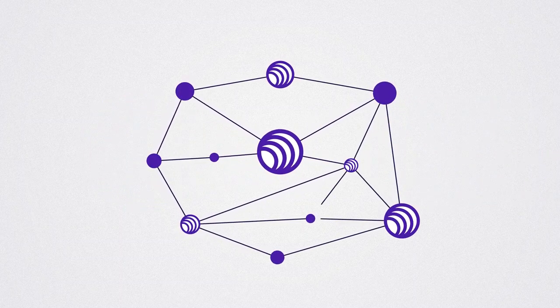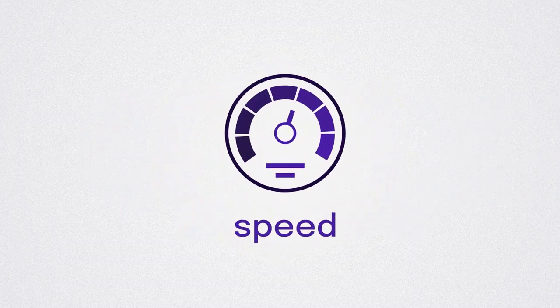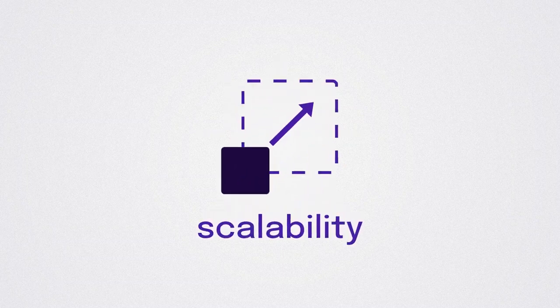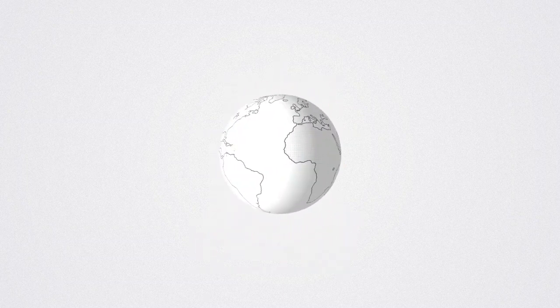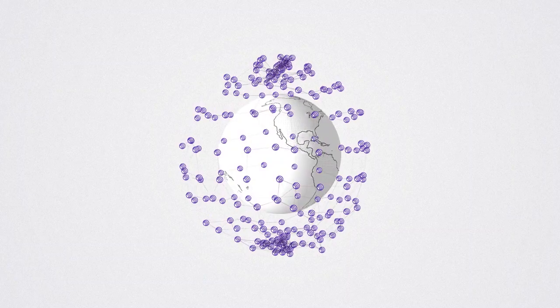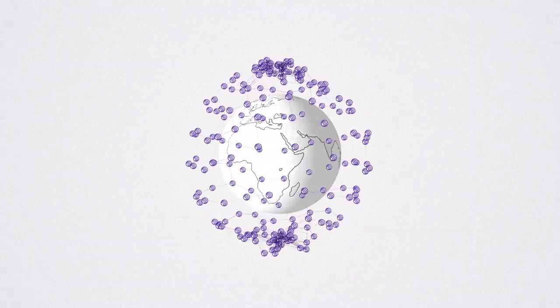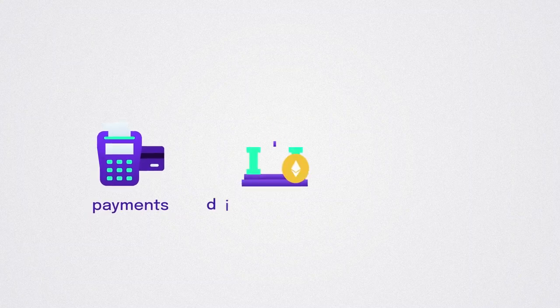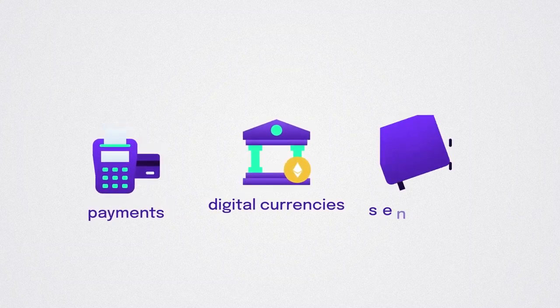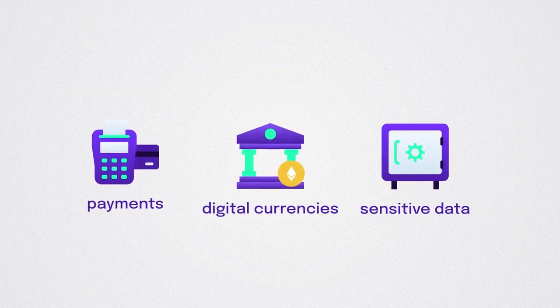Ultron is a new revolutionary blockchain designed for speed, security, and scalability. These features, combined with EVM compatibility, allow users to create applications that can be used in the real world, such as payments, central bank digital currencies, storing sensitive financial data, and much more.